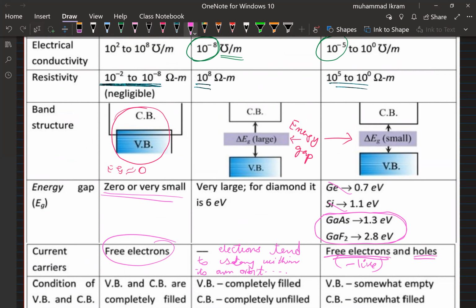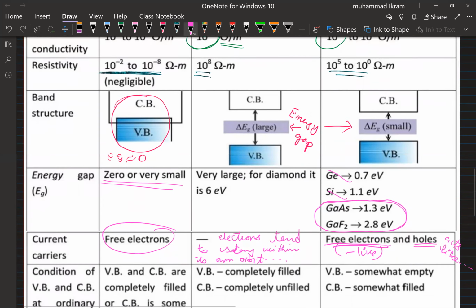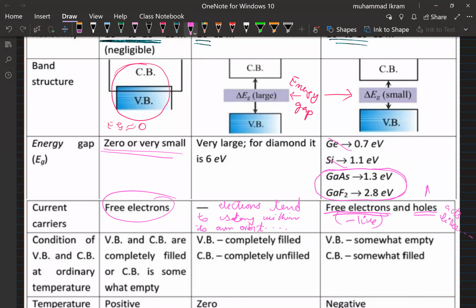holes. Holes are vacant sites, and I will explain this to you, inshallah, in the next chapter, when I will be explaining the current through semiconductors, and then I will explain what holes are. So a hole acts like a positive charge, though there is no positive charge on the hole, but it gives us the feeling that it has a kind of positive charge. Why? Because in the holes, there are some missing electrons.